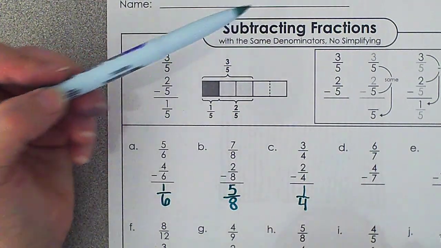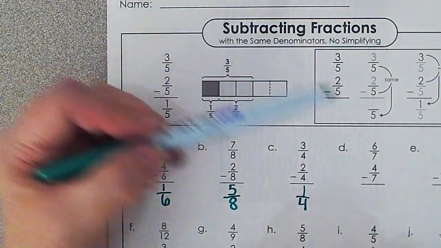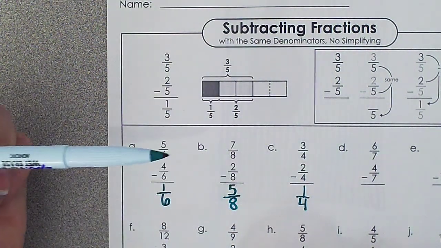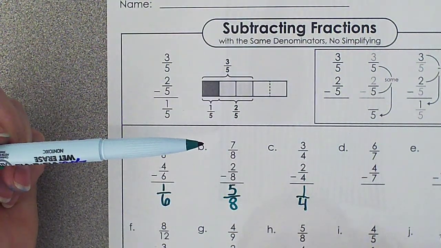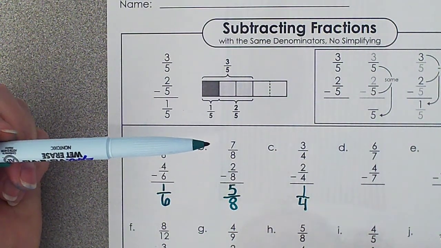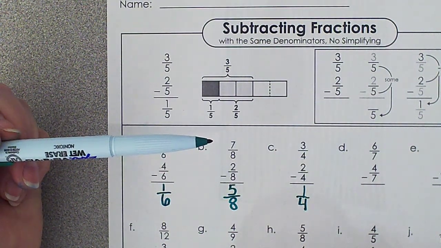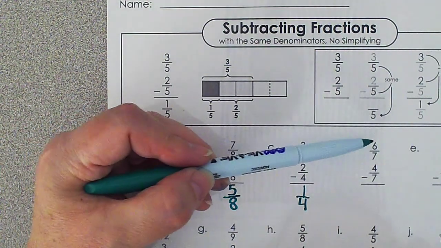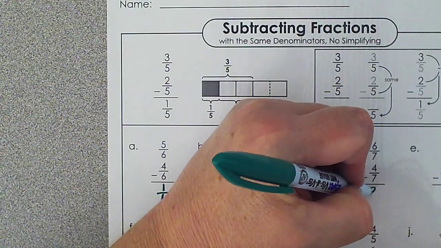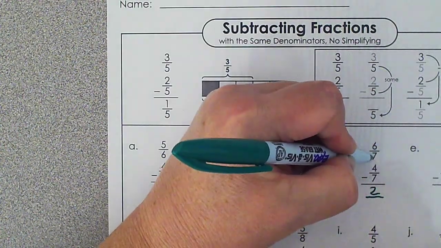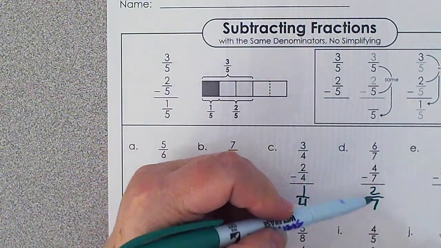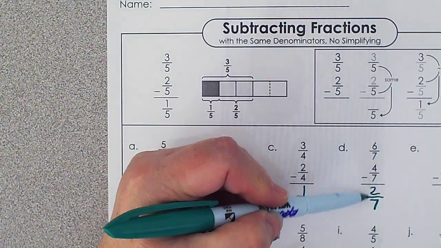Now, I want you to pause the video and try D on your own. Once you have the answer, unpause the video to find out the correct difference. 6 minus 4 is 2. My denominator stays the same. It's a 7. And our difference is 2/7.